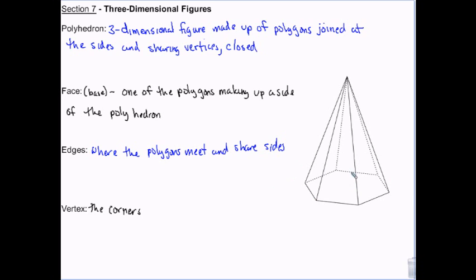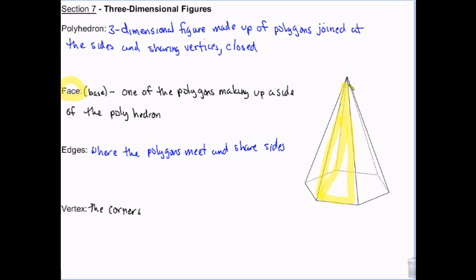The faces are the polygons that make up the sides. So this whole triangle here would be a face. They're also known as bases. So the words base and face in a polyhedron are interchangeable.